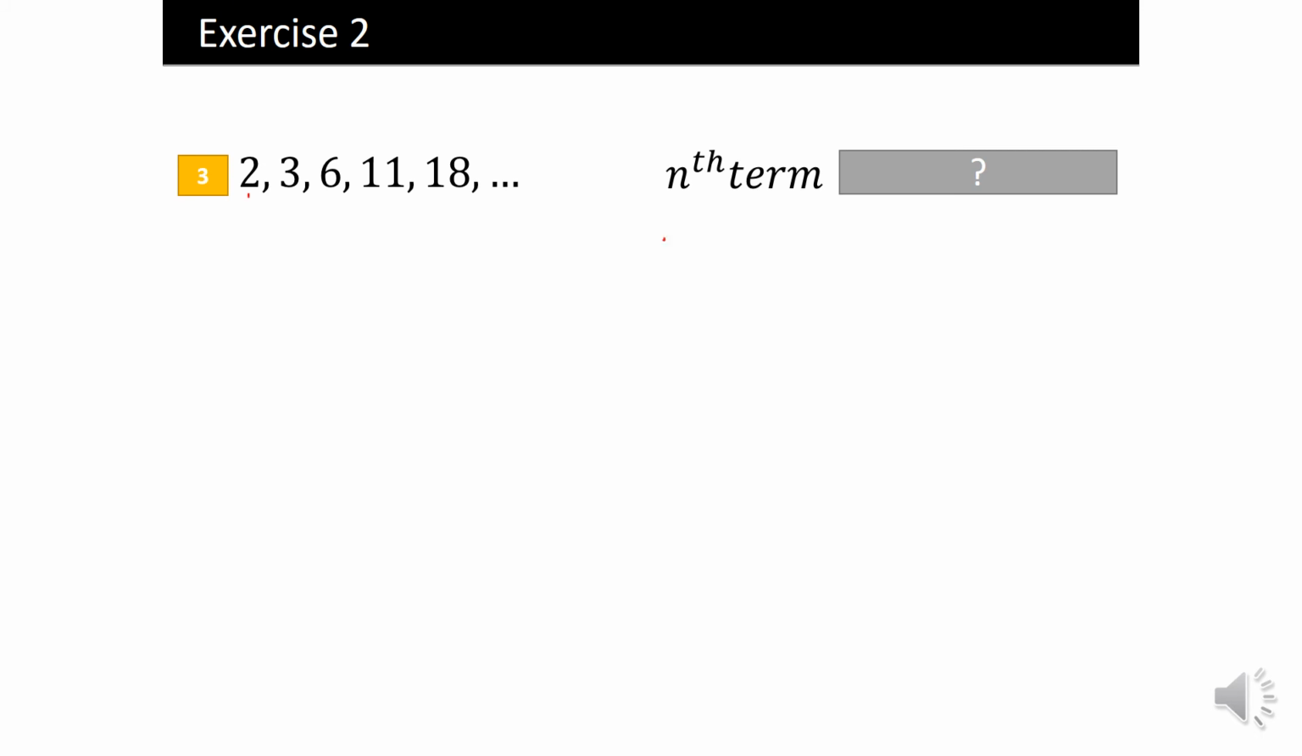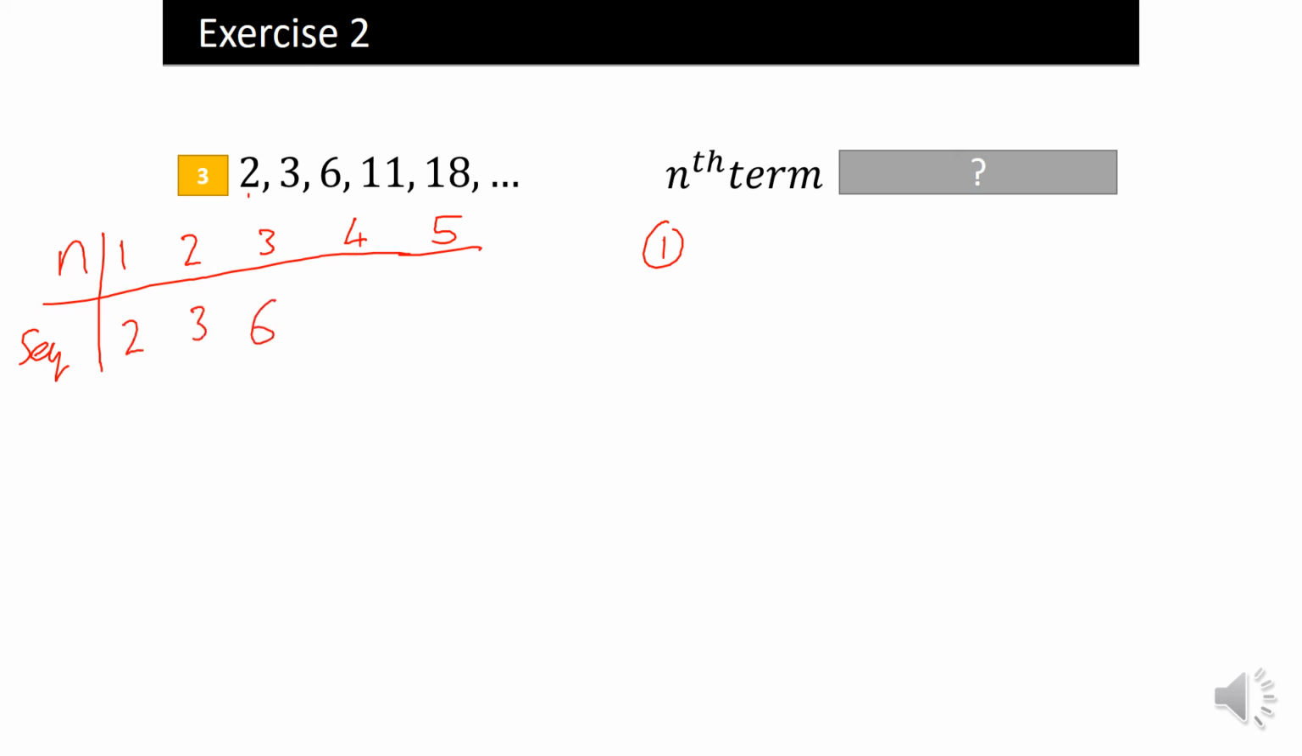So step 1, write out n and write out the sequence. So n, we've got 1, 2, 3, 4, 5. Sequence, we've got 2, 3, 6, 11, 18. So we've got our sequence there. So we've done step 1.